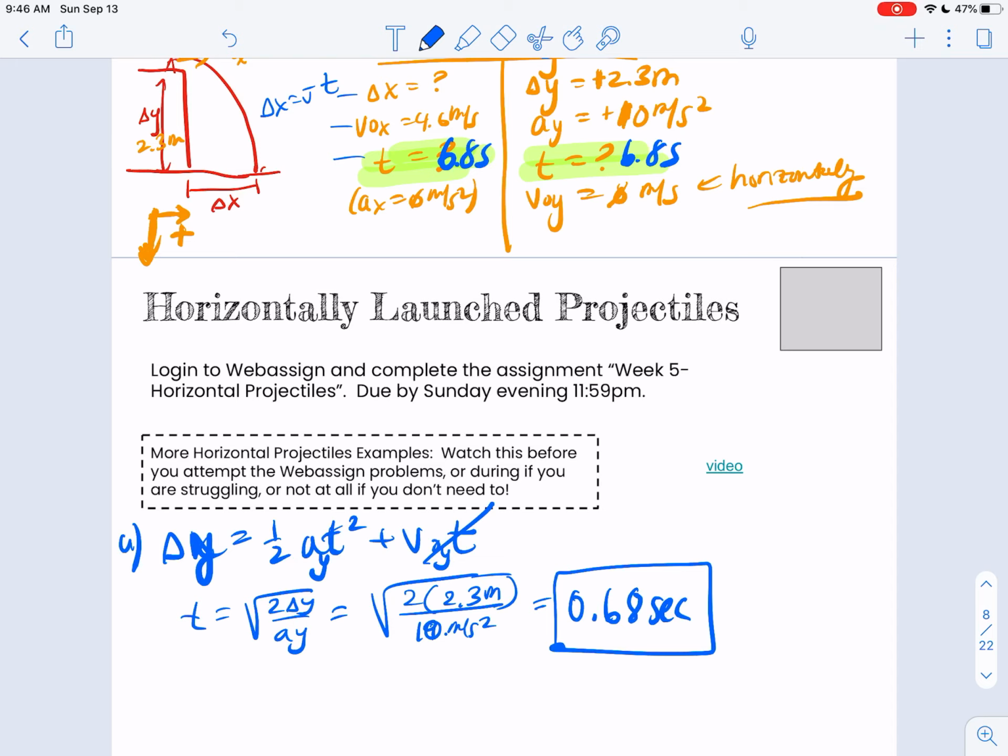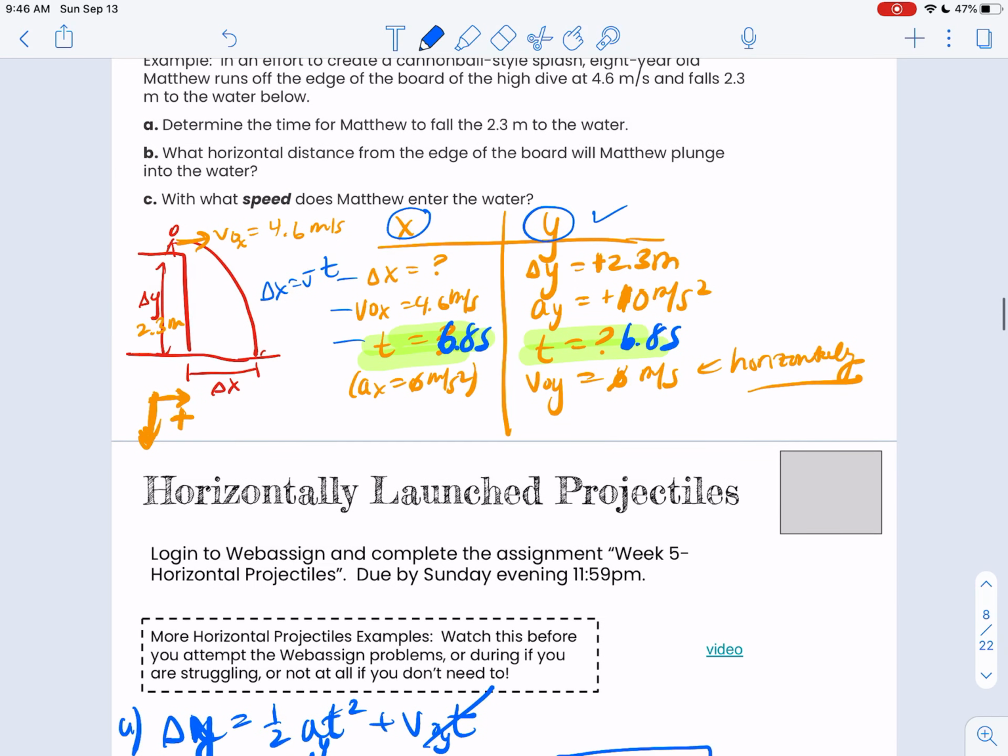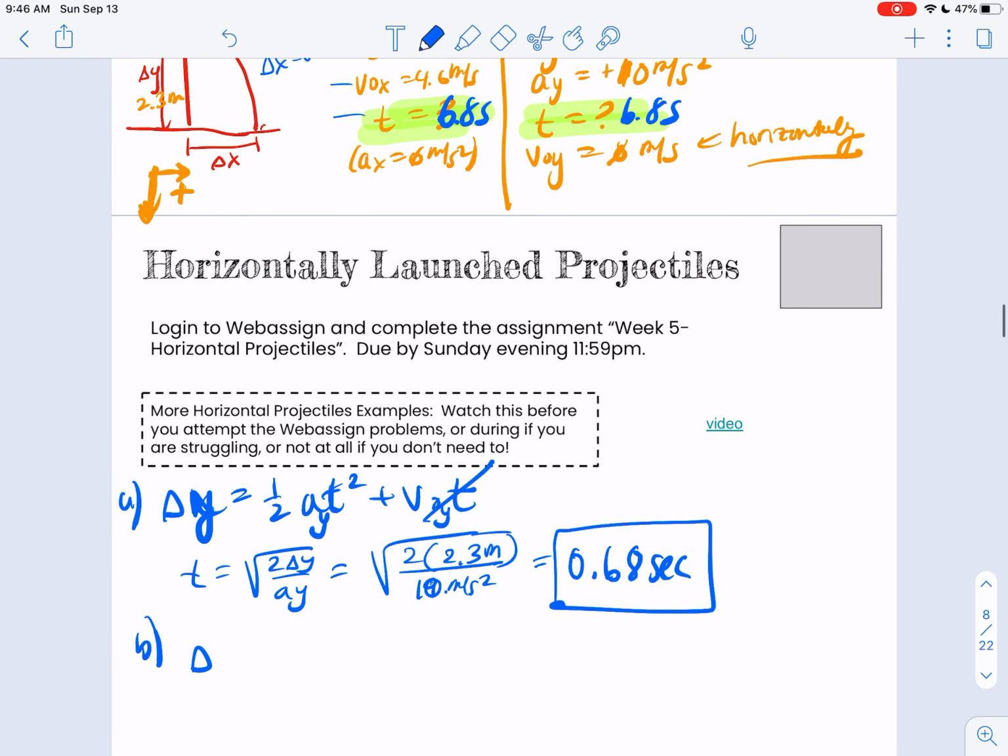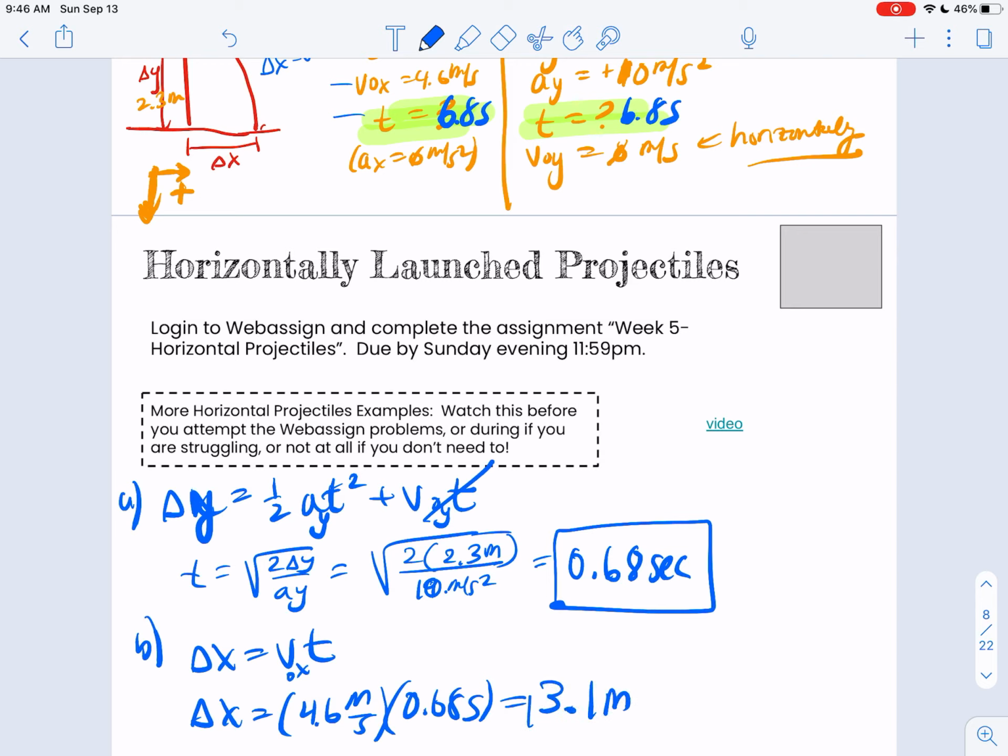Okay, so now usually what happens is you'll jump to the other direction and find the next thing that they'll ask you, which let's see, it probably is, yes, horizontal distance from the edge of the board. That's the delta x, okay? So for the second one, you're just going to use delta x equals v naught x t, because that's the only velocity that there is, all right, which is 4.6 meters per second for 0.68 seconds times 4.6 is 3.1 meters. Okay. And that's also going to be positive, right? Because I've set to the right as being positive.